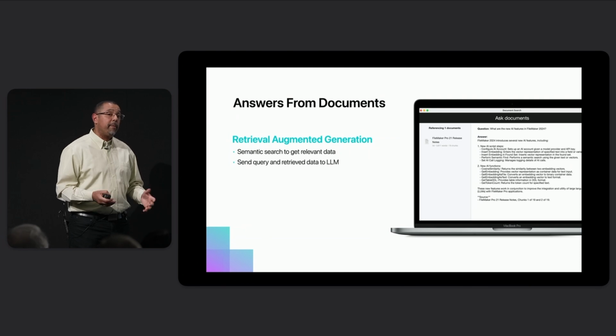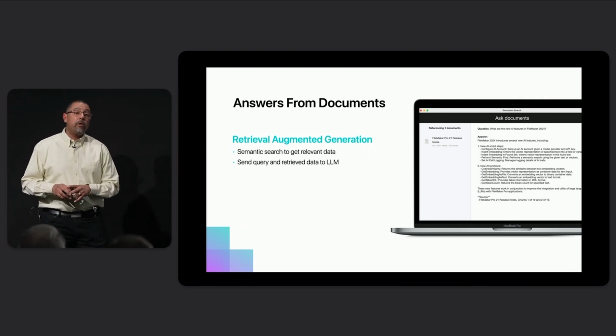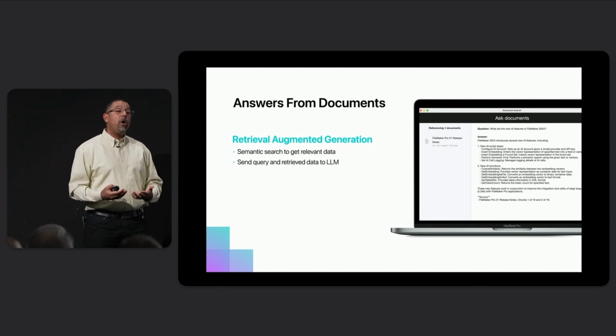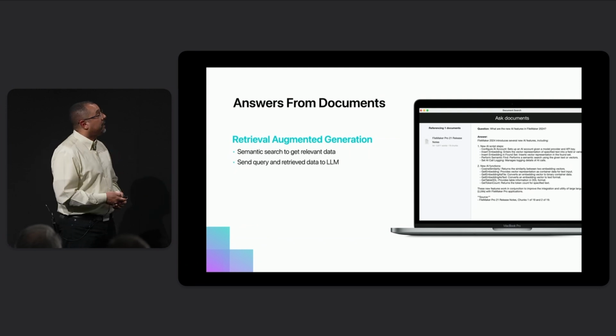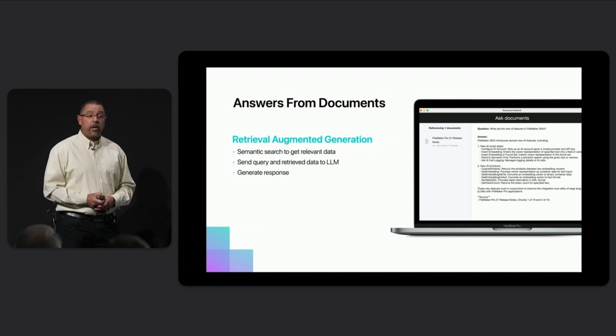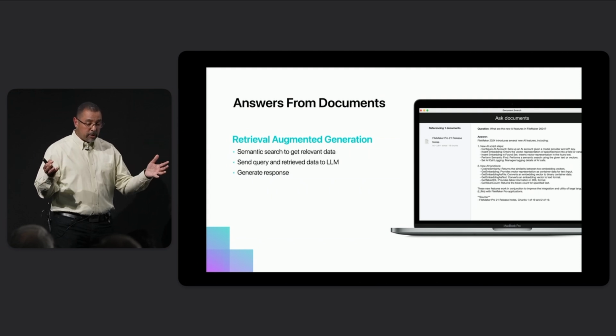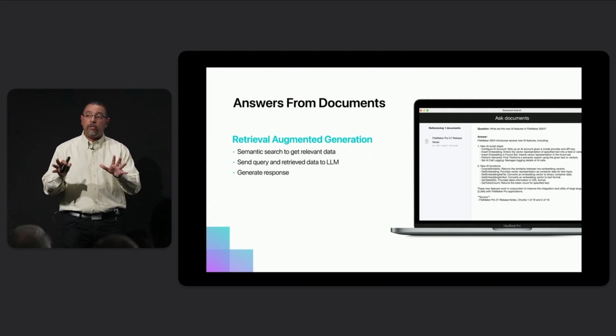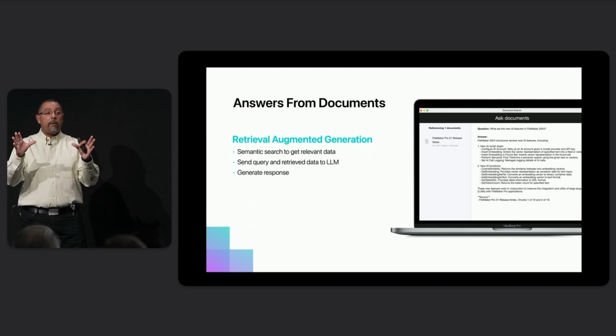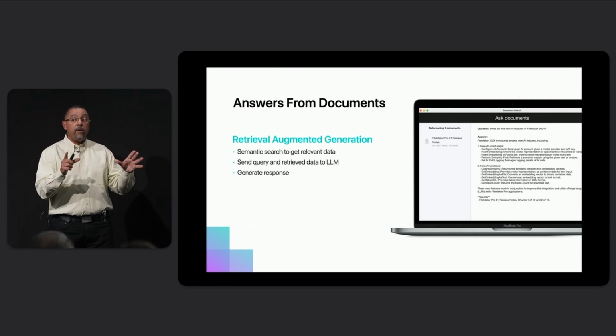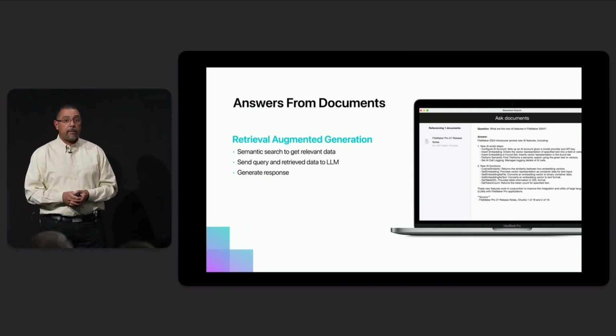We're going to retrieve that information, then send it over to the large language model along with the original question and have it generate a response directly from that. So we're constraining it: we're finding contextually relevant information, giving it to the LLM, and saying, hey, answer this question, but use this and only this to answer it.